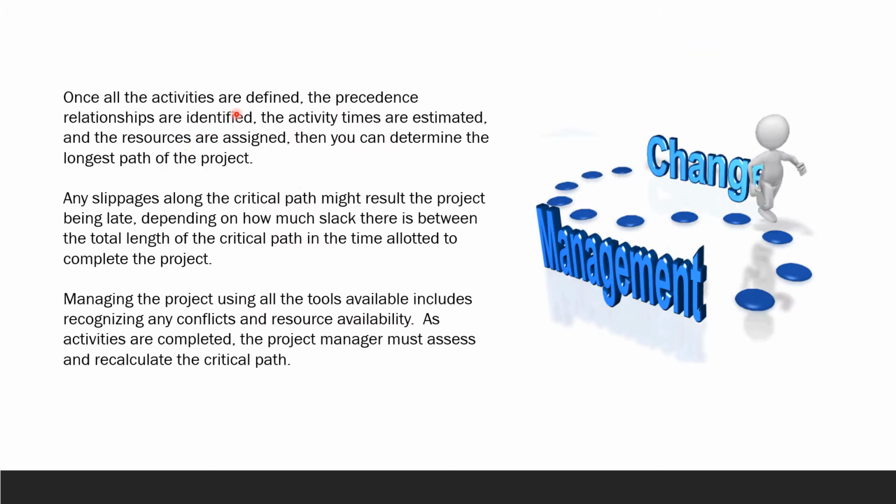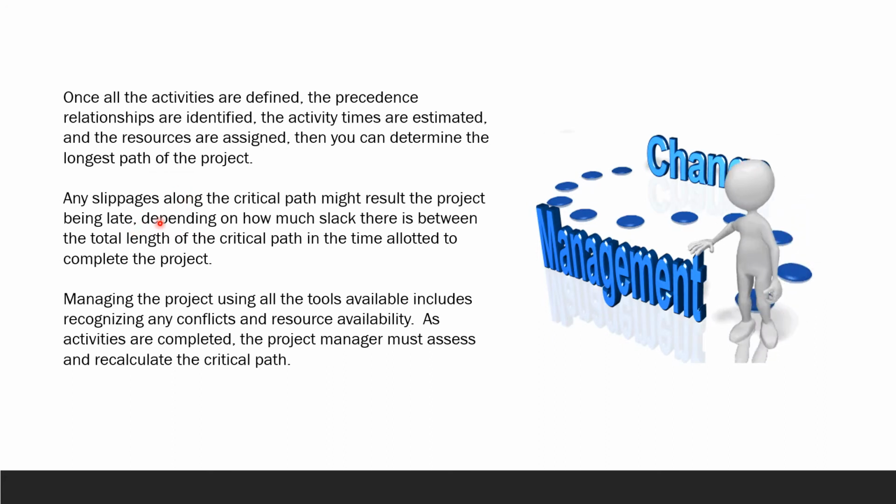Once all the activities are defined and the precedence relationships are identified, we know our activities, we know our relationships, the activity times we already estimated, so we know our estimates. And the resources, we know our resources, and you've already assigned the resources. Then you're going to determine the longest path of the project and make sure your project will fit into that path, so you're going to finish it on time. Any slippages along the critical path might result in the project being late.